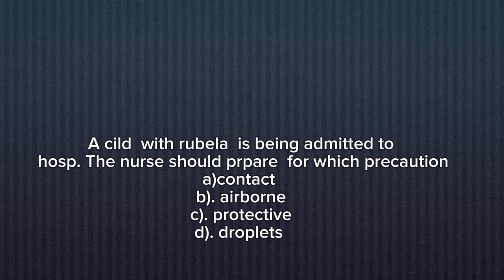A child with rubella is being admitted to the hospital. The nurse should prepare for which precaution? A. Contact. B. Airborne. C. Protective. D. Droplets.